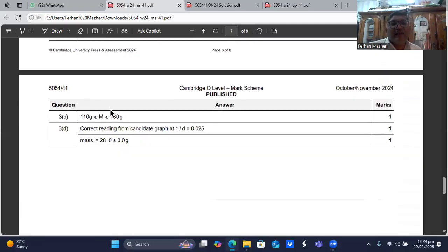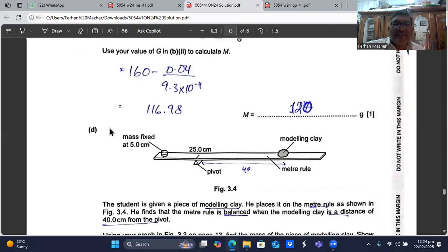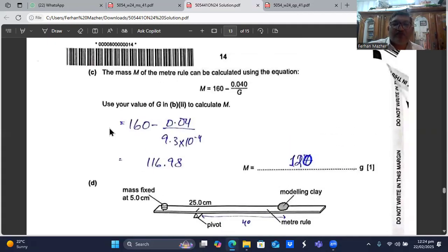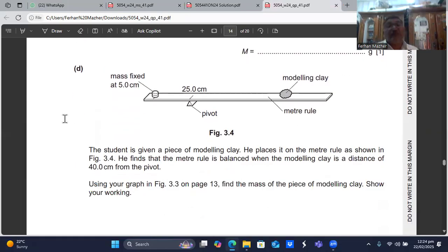Let's check the answer. They say the answer can be from 110 gram to 130 gram. Our answer is 120 gram, exactly in the middle of their suggested range. So hopefully you know this. Then this is part D of question number 3.